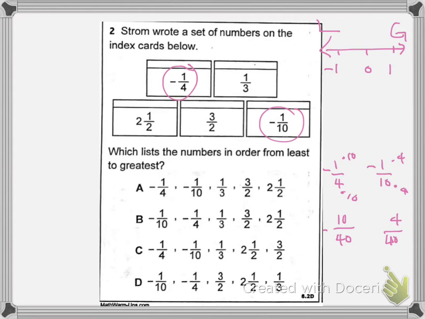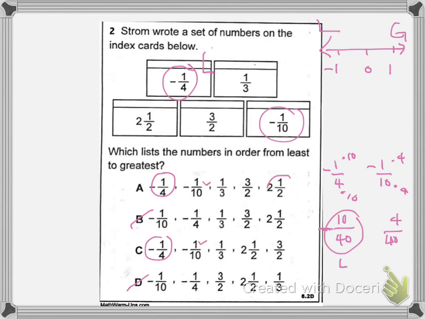So comparing them, this one is bigger, but we're in the opposite world, so this one is less, right? It's further away from 0. So -1/4 is the least. So -1/4 has to be first, so that automatically marks out B and D. Okay, so then we go to -1/10, which is right.